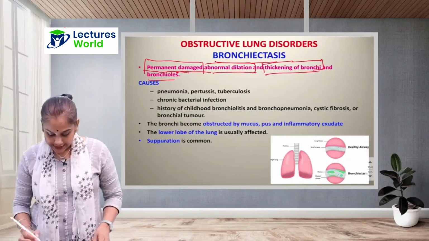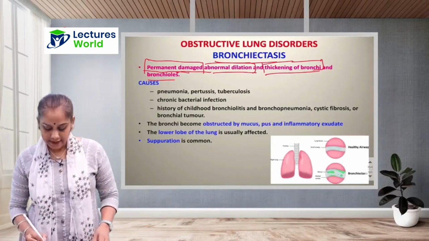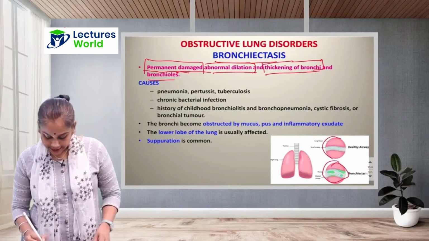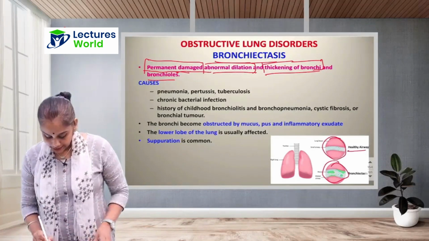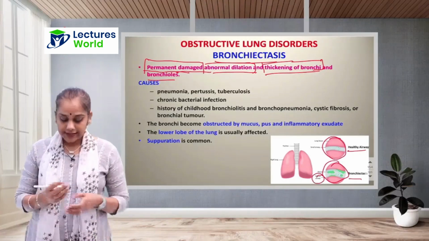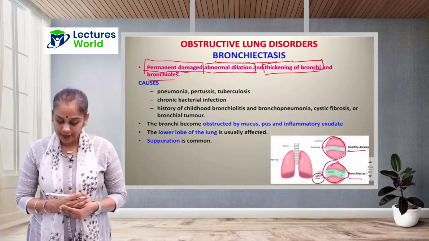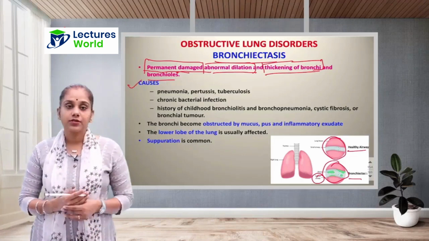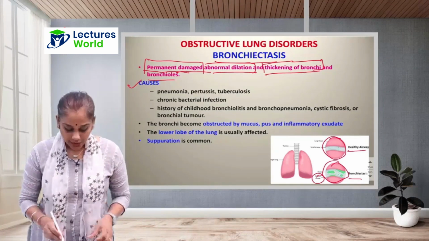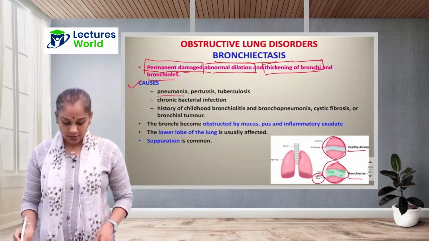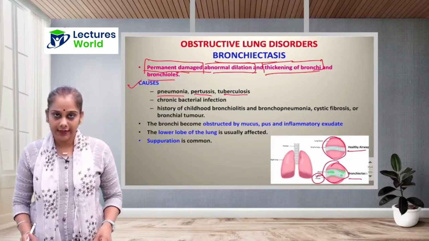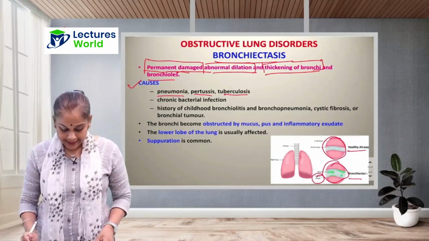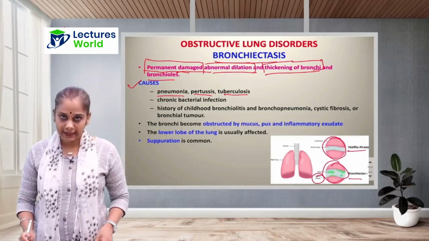You can see in the figure, this is the bronchiectasis patient's airway, and this is the healthy airway. In that there is a mucus plug as well as a dilated airway, and we can say thickening of the bronchi or the bronchioles. So what are the causes of bronchiectasis? There is pneumonia, pertussis, tuberculosis. These types of disorders can cause bronchiectasis, or we can say permanent dilatation of the bronchi.